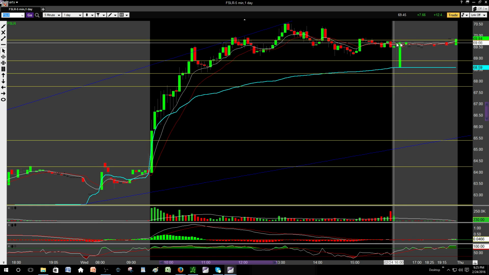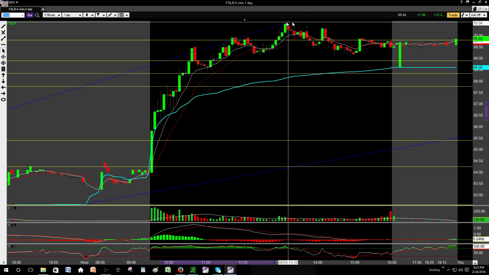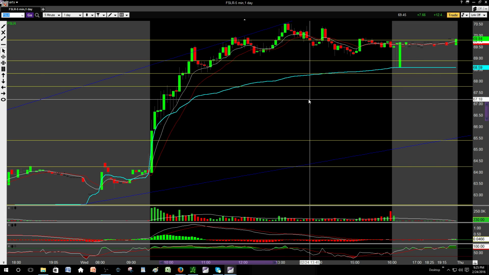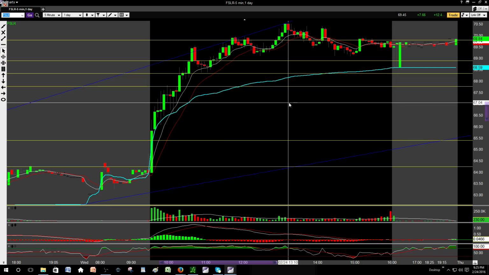So if it does push out of the open and it blasts through here, I'm not gonna be adding to it. So remember, it's all about price action too. So that's how I'm going to be playing.